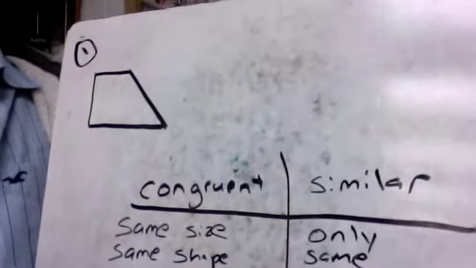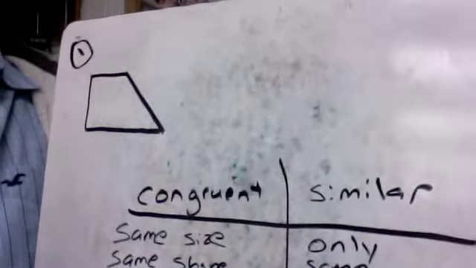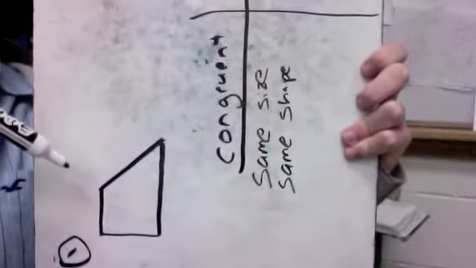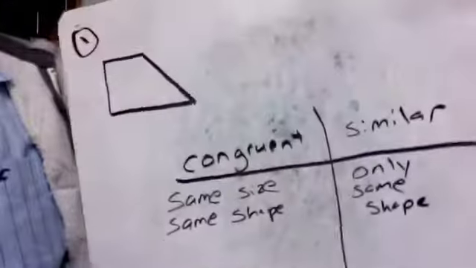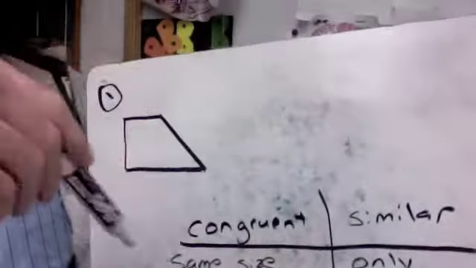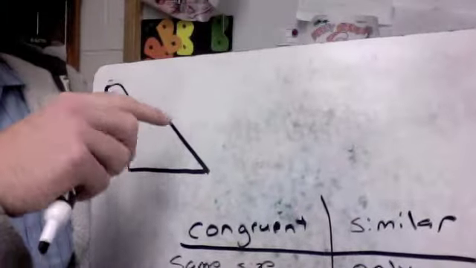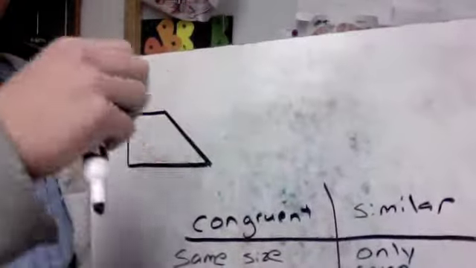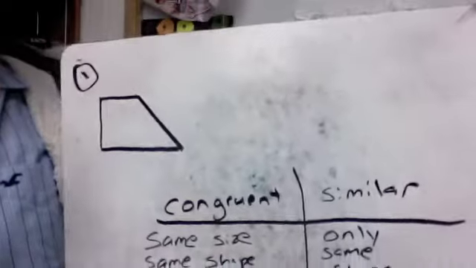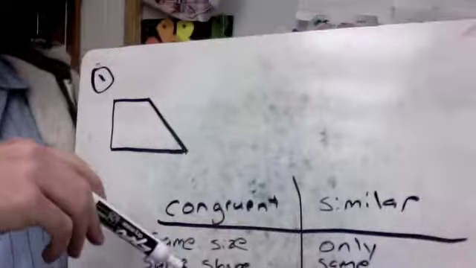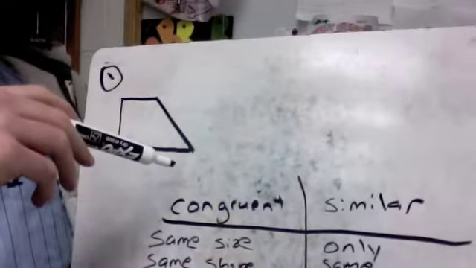Now, the way it's turned, where it's at, that doesn't matter. So you could have drawn it like this if you wanted to. You could have drawn it like this if you wanted to. You could have drawn it over here if you wanted to. It doesn't matter. You could have rotated it around. You could have reflected it over something. You could have just moved it around and done a translation. It doesn't matter. As long as it's the same size and the same shape, it's congruent.